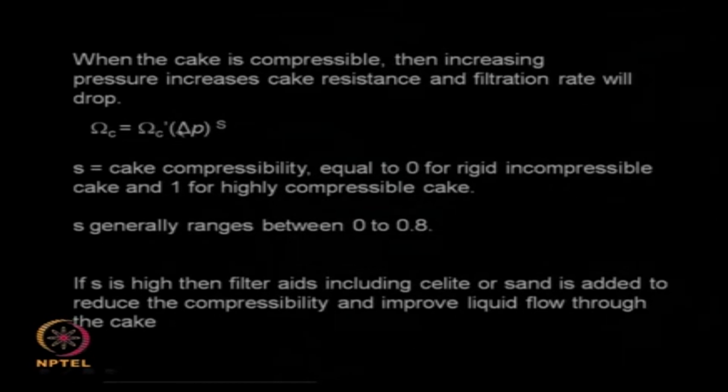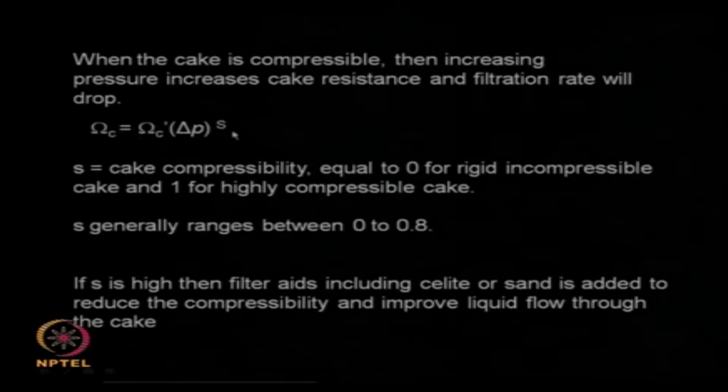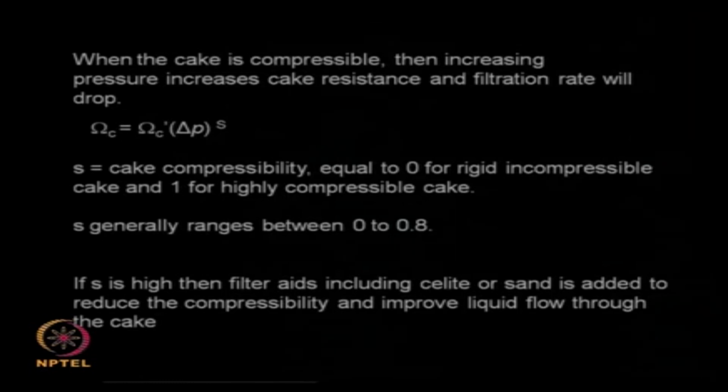Okay. So you see that this particular equation mentions that the resistance offered by the cake towards the flow of the liquid is directly proportional to delta P raised to the power of some exponent, and generally we can take this exponent around 0.6 or 0.7 or 0.8 and so on. So in such situations, what do we do if we want to filter a material which is going to get really compacted as we increase the pressure? We add something called filter aid.